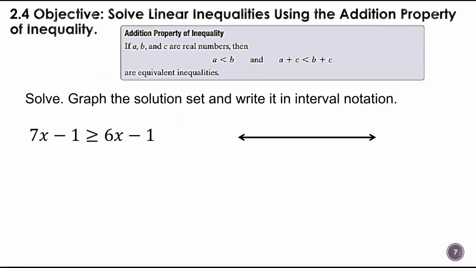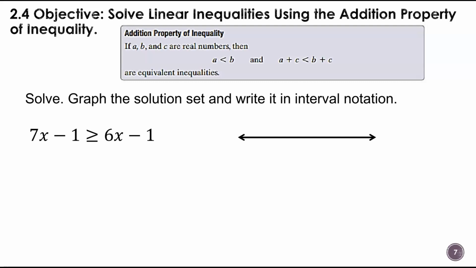Okay, so now we're going to be solving inequalities. In this first example, we're going to use the addition property. The addition property basically says that we can add the same thing to both sides of our inequality and it will be equivalent, right? So we get an equivalent inequality.